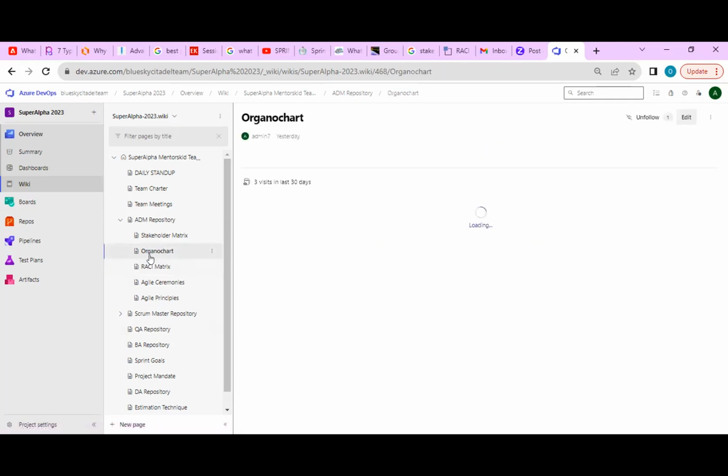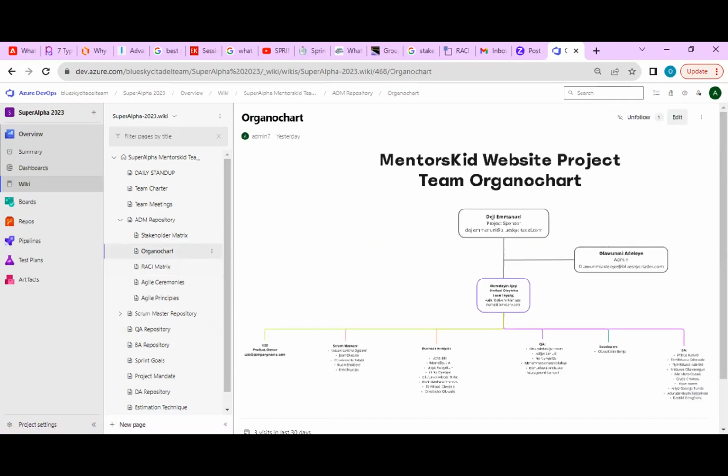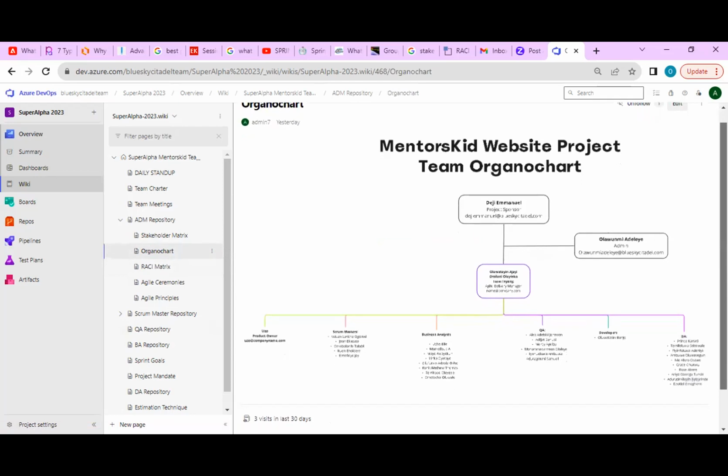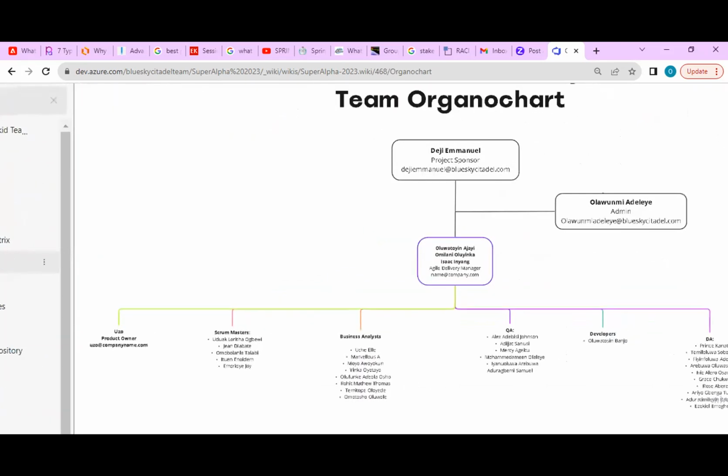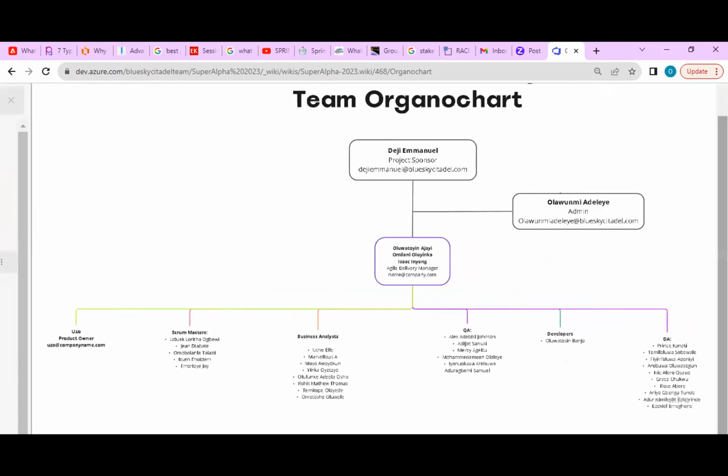And then this is the org chart. I don't know if you can see, Lily, shall I move? No, I'm struggling to see this. Okay, just one moment. Is it okay? No, it's okay.